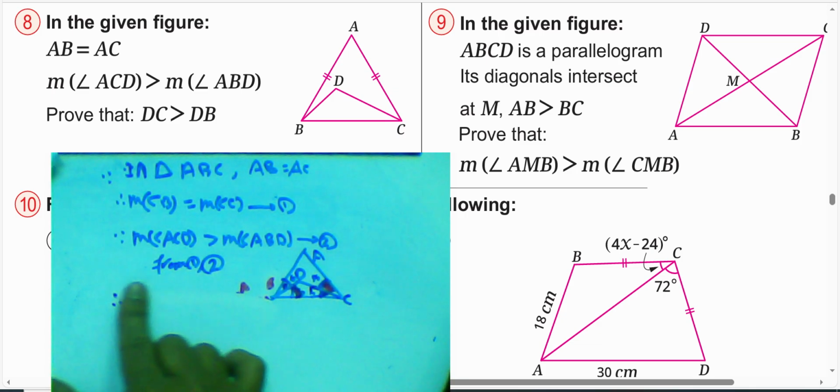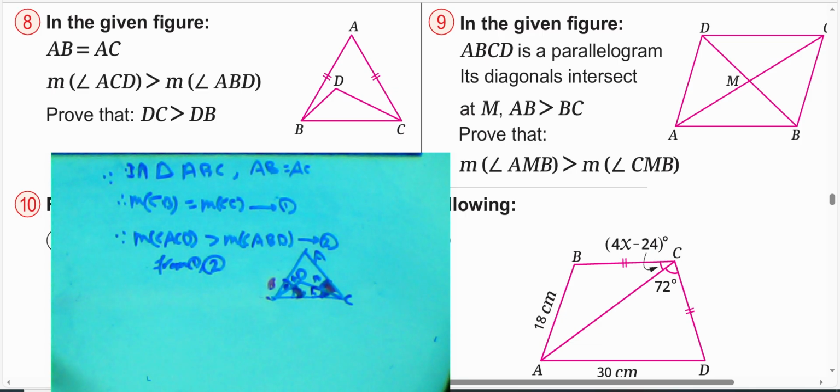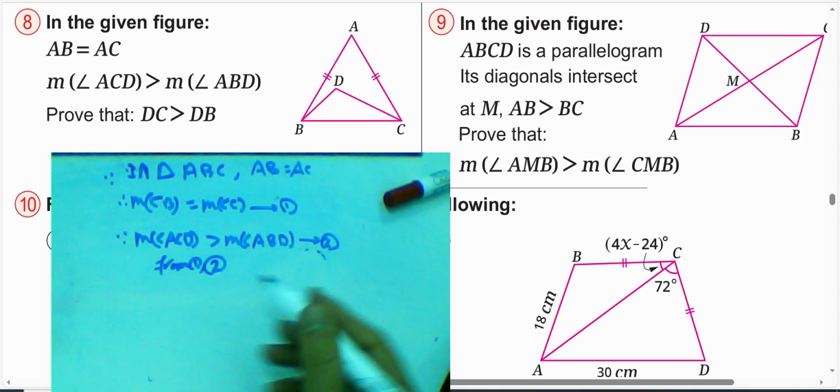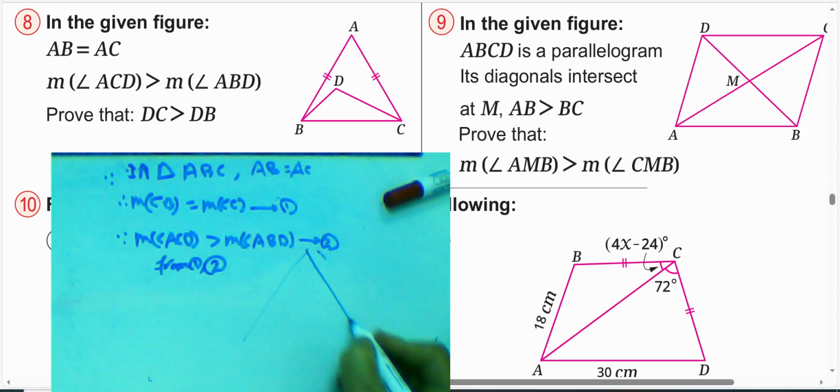Okay, my students, understood? Again, I will explain it again so you understand. Listen, I will draw a big triangle like this. We have an isosceles triangle. Angle C equals angle B. They are equivalent.